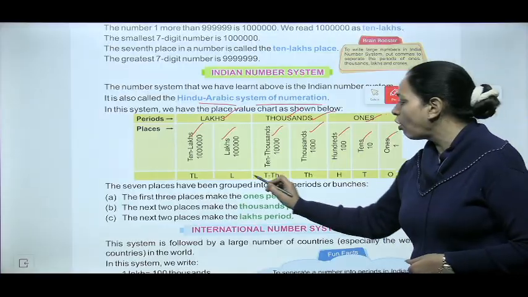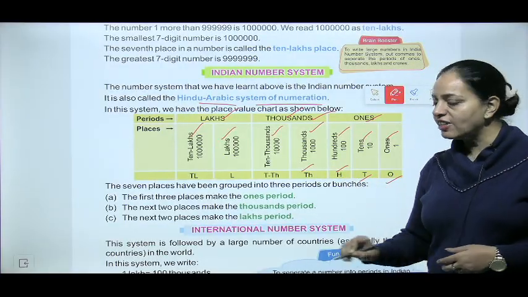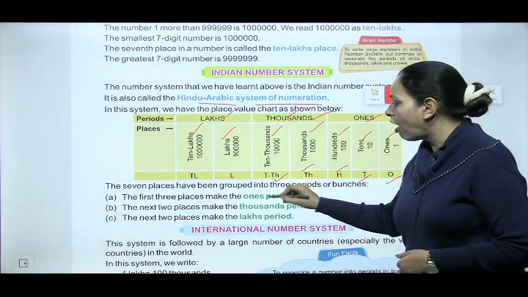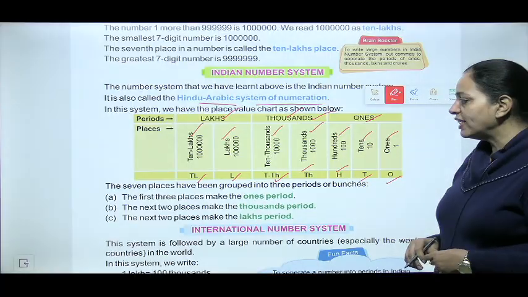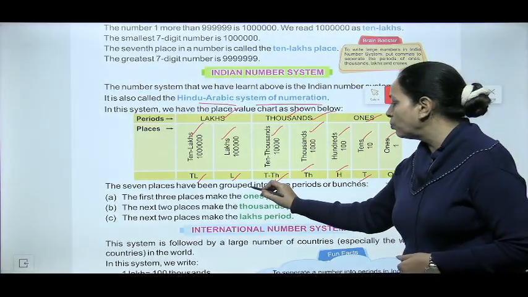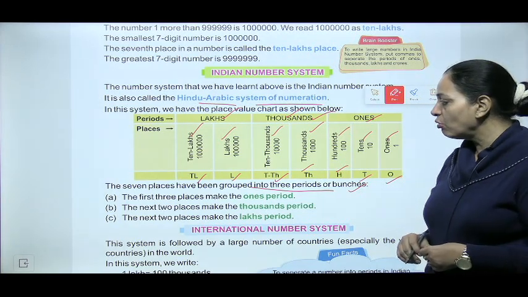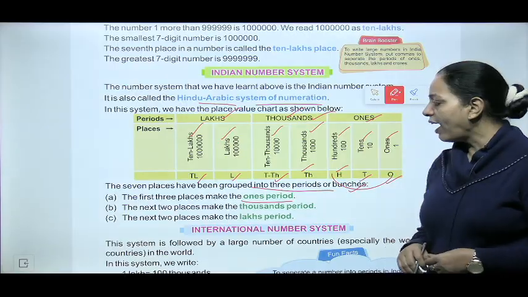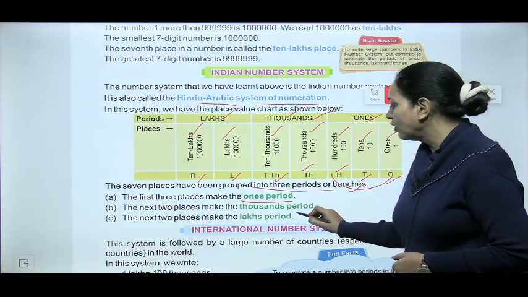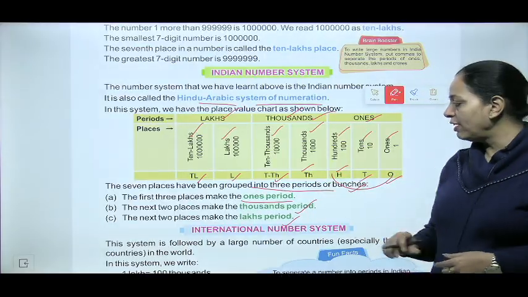Okay, so this is the short form: O, T, H, TH, TTH, L, lakh, and TL, 10 lakh. Right? The 7 places have been grouped into 3 periods or bunches. The first 3 places make the ones period, and the next 2 places make the thousand period, and the next 2 make the lakh period.